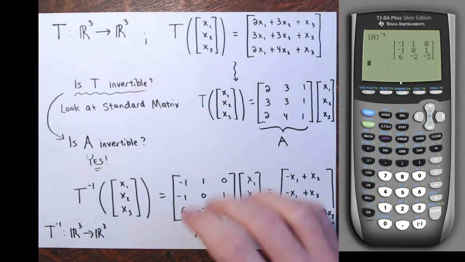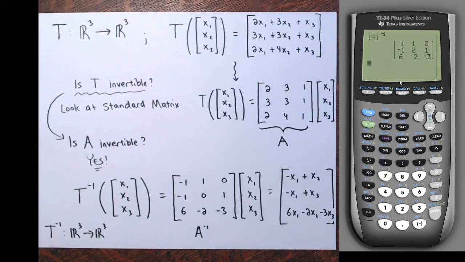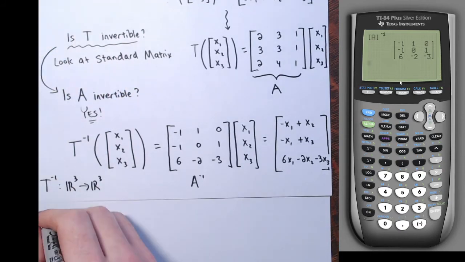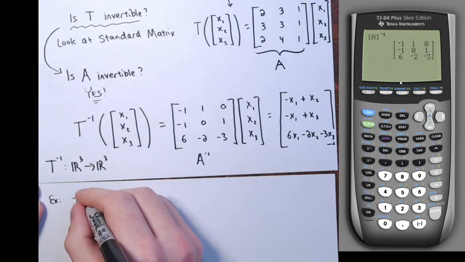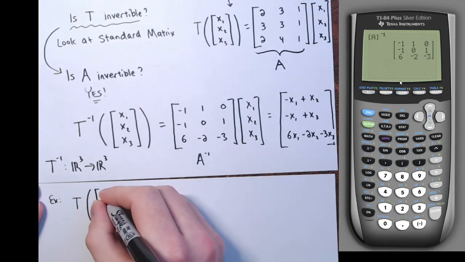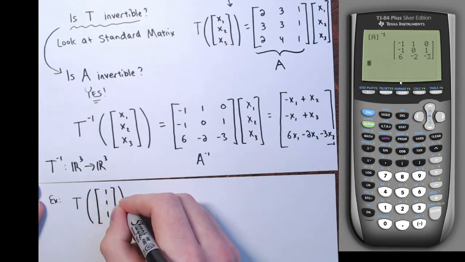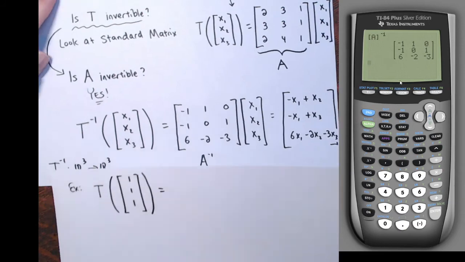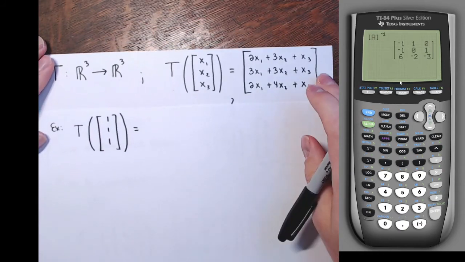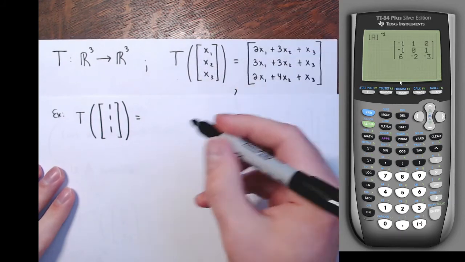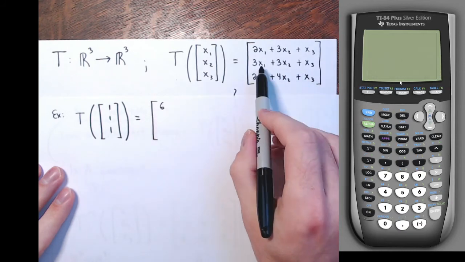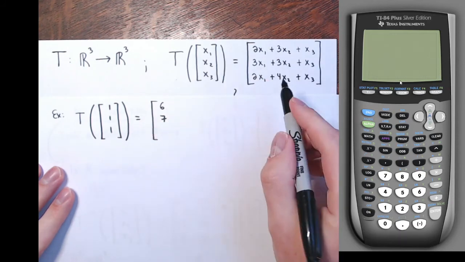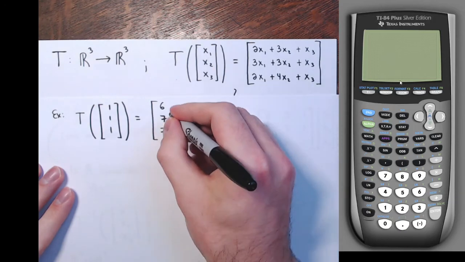And if you were to compose these, they'd undo each other. But let's actually test it out. Let's test to see if these are inverses. So I'm just going to go over some examples. First, I'm going to pick a vector, T of, let's just do a simple 1, 1, 1. Let's find T of 1, 1, 1. So let's go back to T. If I replace all my components with 1, the output is going to be 2 plus 3 plus 1, that'll be 6, and then 3 plus 3 plus 1 will be 7, 2 plus 4 plus 1, also 7. So I get an output of 6, 7, 7.